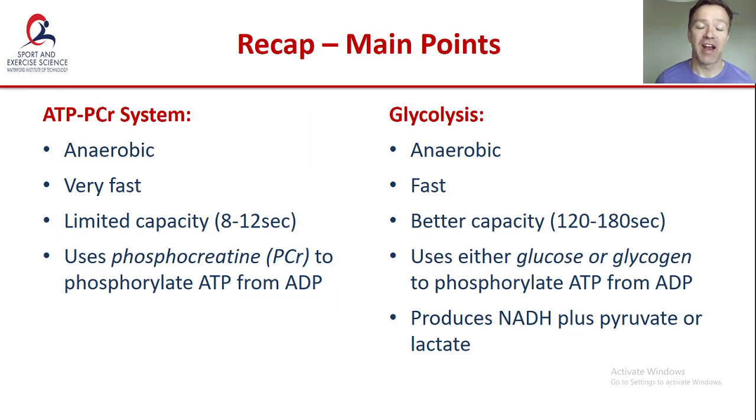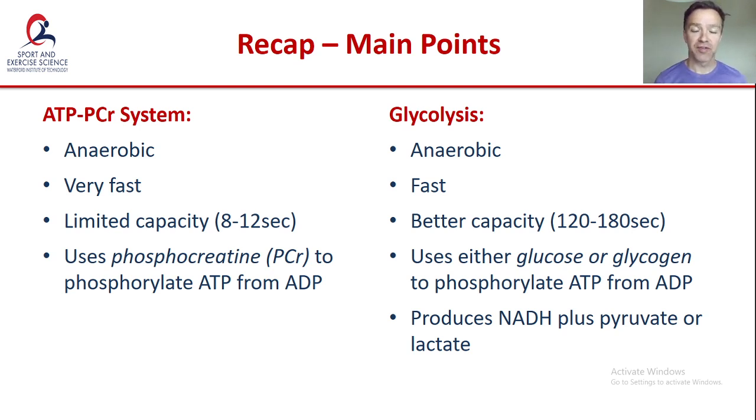Before we move on to that, let's have a very quick recap on what we've covered in our previous two lectures on the energy systems. So we started out looking at energy system number 1, the ATP PCR system. This is an anaerobic system. It doesn't require oxygen for it to occur. It's very fast. It provides almost instantaneous production of ATP when we require it. However, it has a very limited capacity. It will only provide us with enough ATP to last for about 8 to 12 seconds of activity, depending on the intensity of the activity. The more intense, the higher power output, the less time we will have energy from this system.